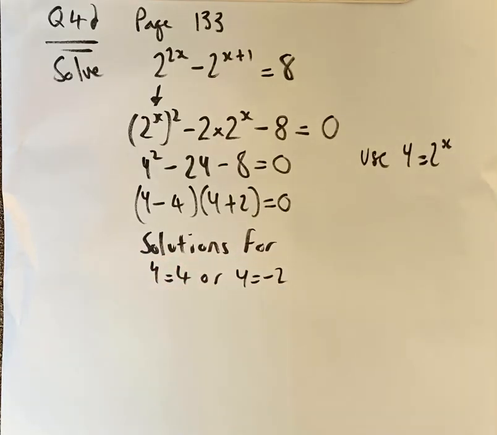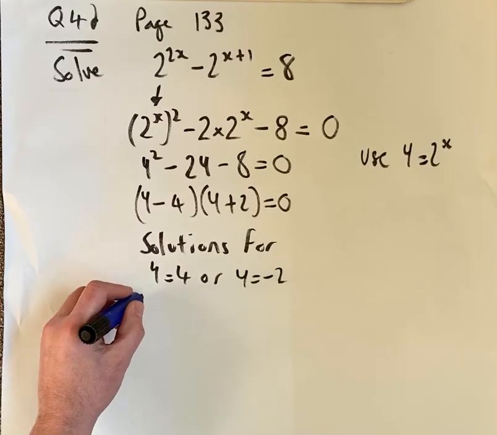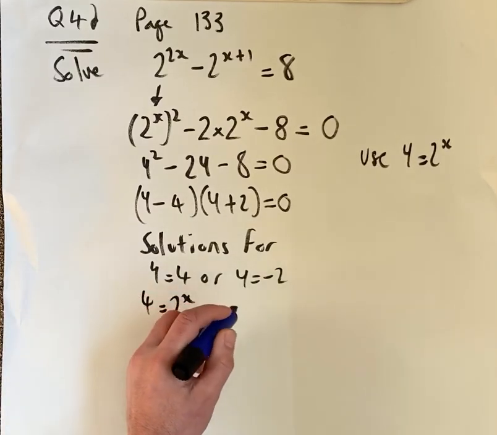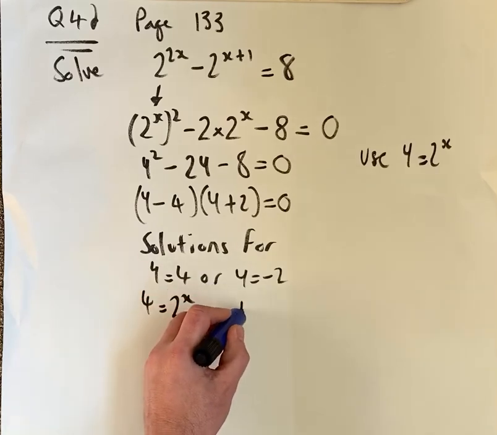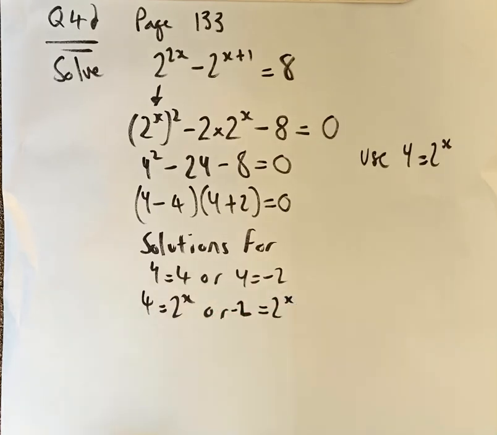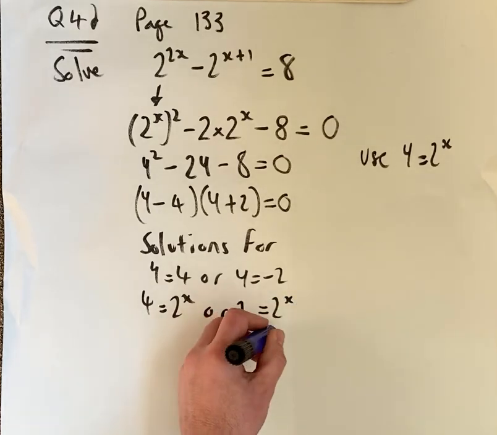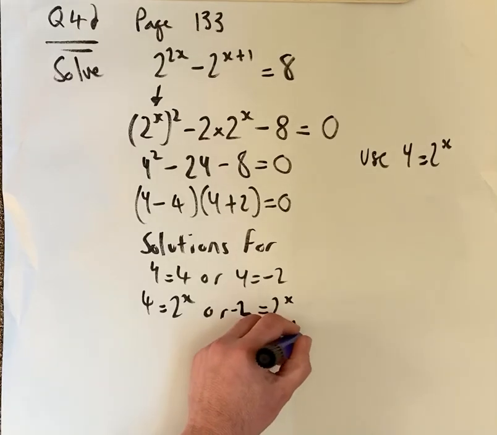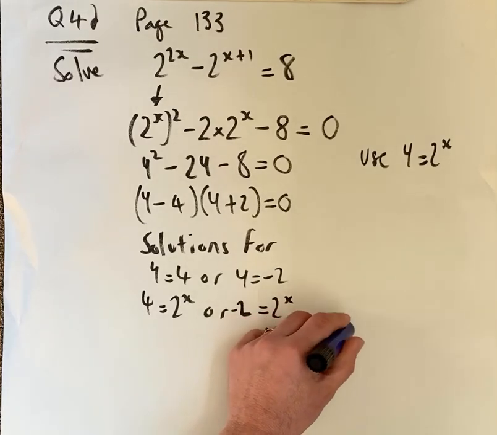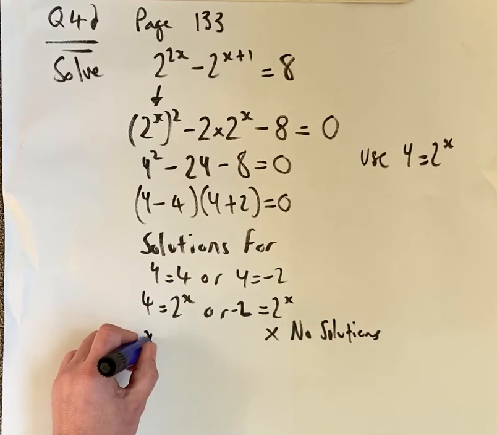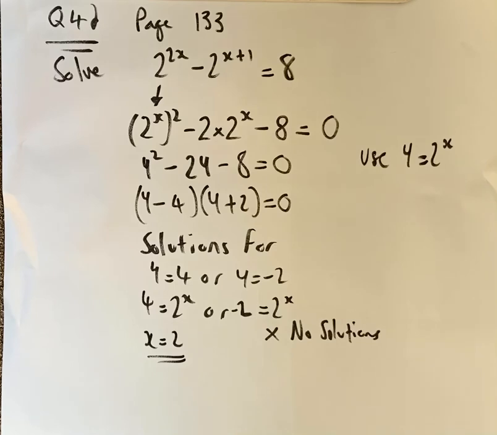But we're trying to solve it in terms of x, so that must mean that 4 equals 2 to the power of x, or minus 2 equals 2 to the power of x. And again, we can never have an exponential function equal to a negative value, so that's got no solutions. We don't actually need our calculator for this next bit, because 2 to the power of something to give us 4 means that x equals 2 is our solution. Okay, off you go.